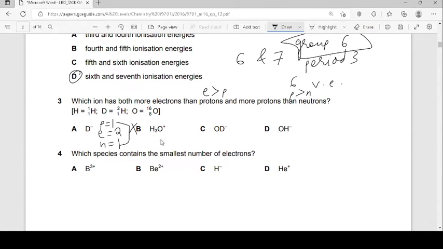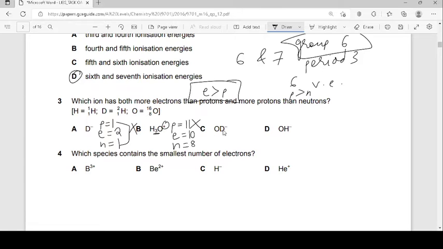And now look at the second one, H3O plus. So you have 3 protons from H, and then from O you have 8 protons. So your total number of protons is 8 plus 3, which is 11. Then your electrons, you have a plus charge, which means that there's one less electron than protons. So that means your electrons are 10. Neutrons, well, you have no neutrons from 1H, do you? And for oxygen you have 16 minus 8, which becomes 8 neutrons. So you have 8 neutrons in total, and so you have more protons than electrons, but your condition was more electrons than protons. So that means your B cannot be your answer either.